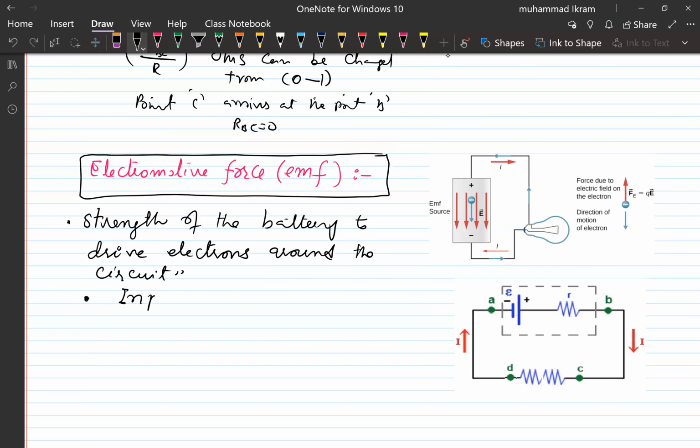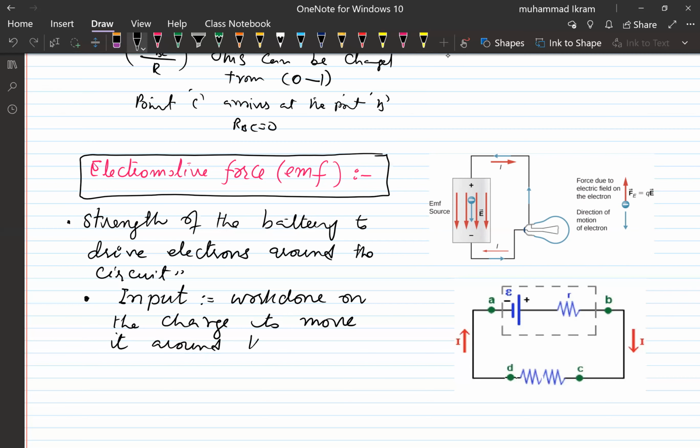So what does this mean? In fact, this is our input. So if this is our input, then it will be the work done on the charge. The work done on what? On the charge to move it around the circuit. So this is the external energy. That energy is provided by the chemical energy stored in the battery. So what does the battery do actually? The battery pumps electrons, right? It removes electrons from the positive terminal, places them on the negative terminal, and a potential difference is created.